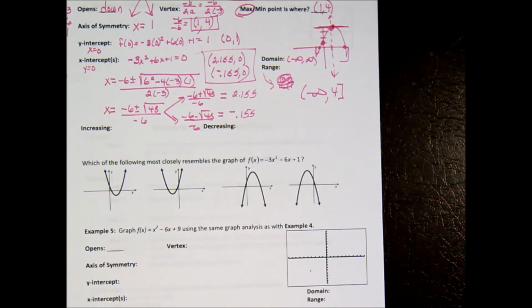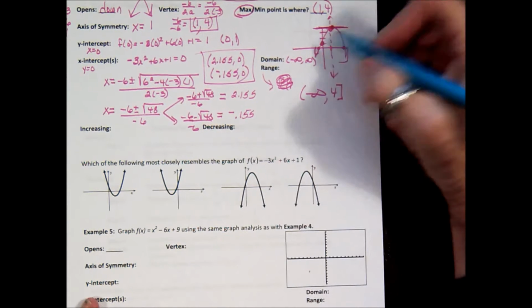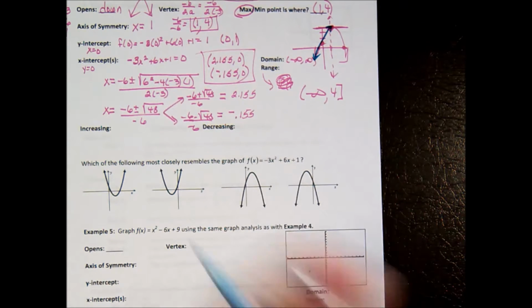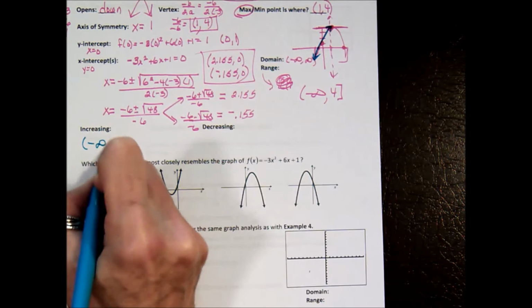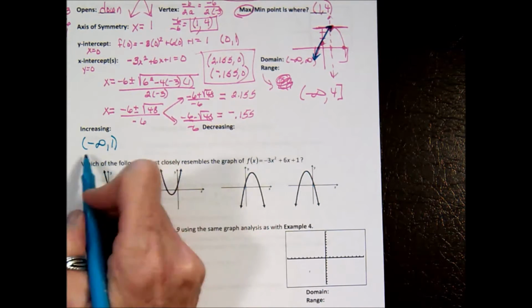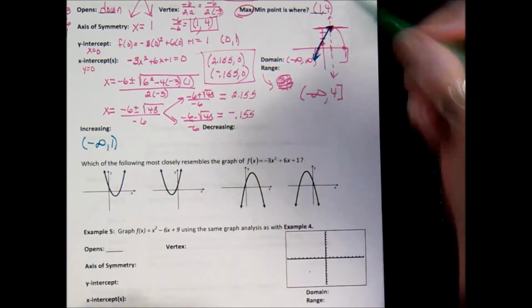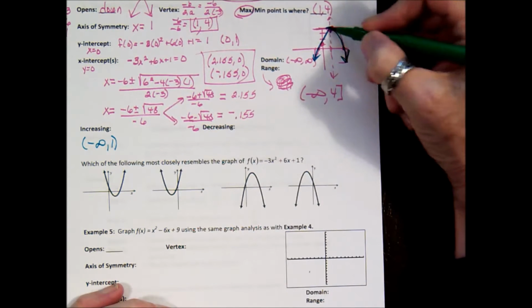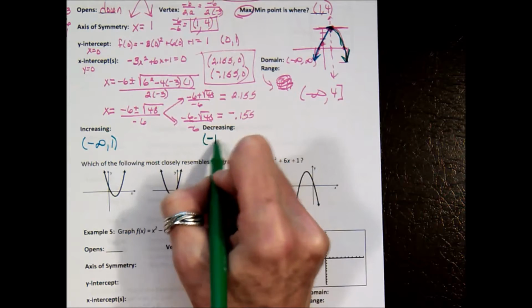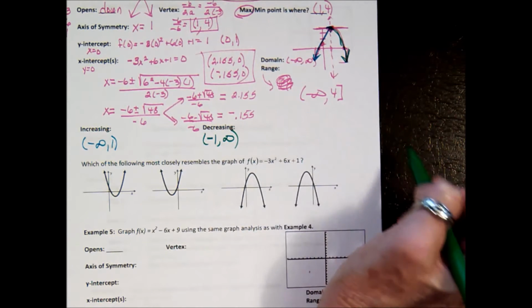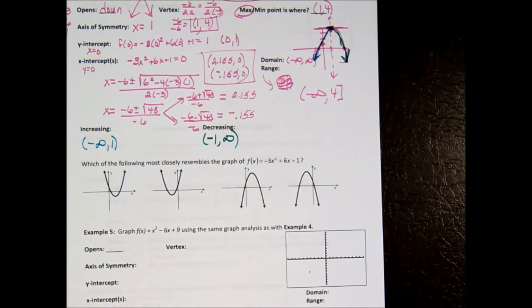Where is it increasing? It's increasing with the x's from there to there. So it's increasing from negative infinity up to x equals 1. Remember, that's an interval. And then it begins to decrease. It's decreasing on the interval beginning with x equals 1 and going to x is infinity because it's going to the right as it's going down. So there's a lot to analyzing these. You need to be very comfortable with that.